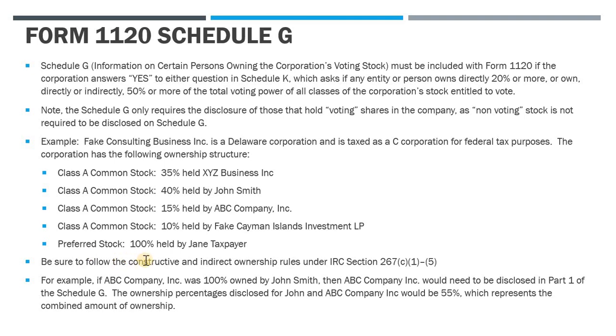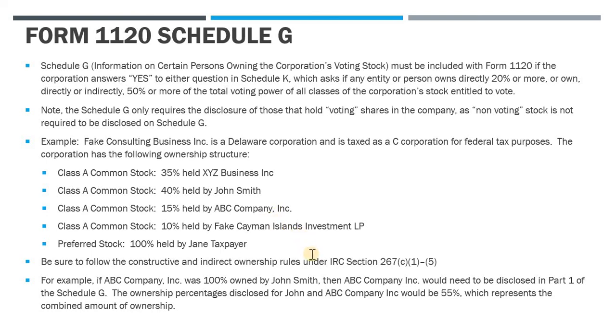Indirect and constructive ownership rules are very, very important here. Those can be found in Section 267(c)(1) through (5). They cover indirect and constructive ownership of stock, so family attribution rules, things like that. Let's see how this fact pattern would change a bit. Let's say ABC Company Inc. was 100% owned by John Smith. So we have Class A common, John Smith with 40%, and Class A common 15% held by ABC Company. What if John owned 100% of ABC Company Inc.?